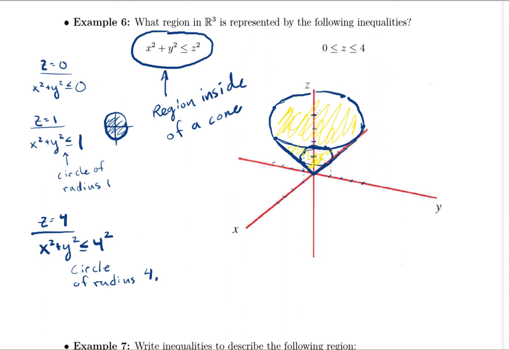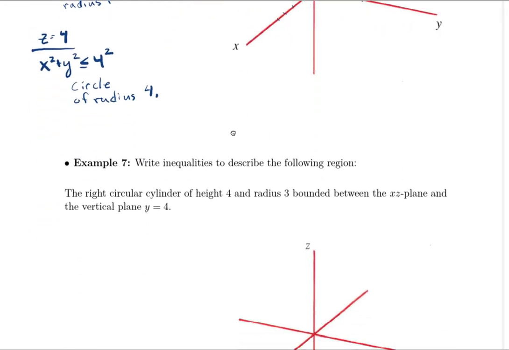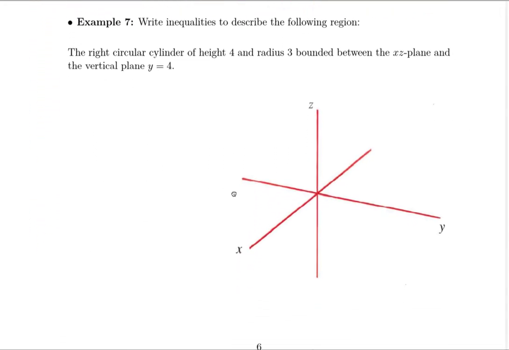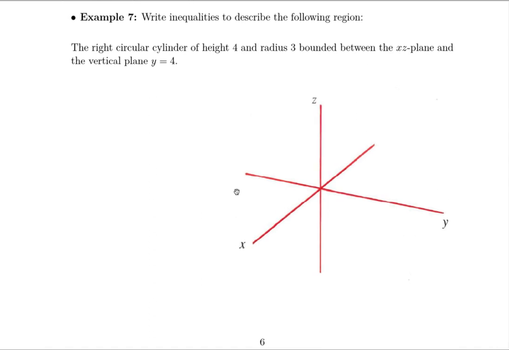All right. So let me go down to this last example. So this asks me to write the inequality and describe this region. It says the right circular cylinder of height 4 and radius 3 is bounded between the xz plane and the vertical plane, y equals 4. Okay, so a right circular cylinder with a height of 4 and radius of 3 is bounded between these. Now it's bounded with a vertical plane, right? So here's what this means.